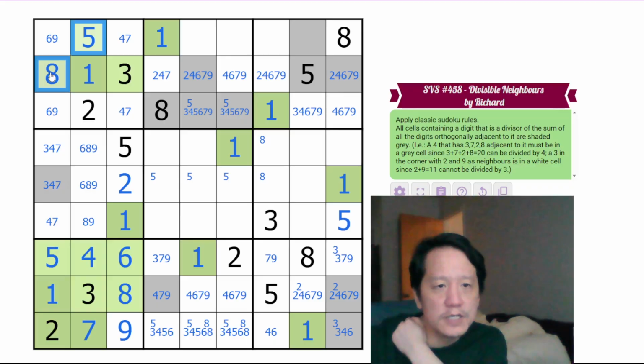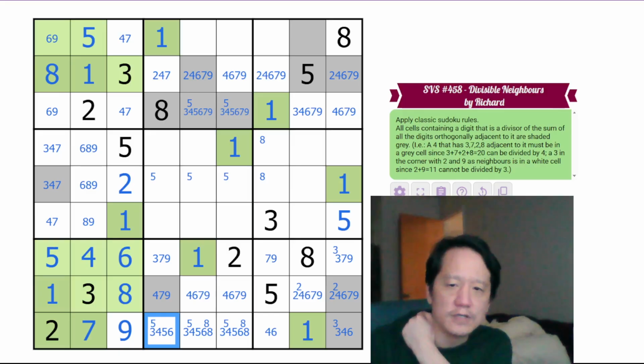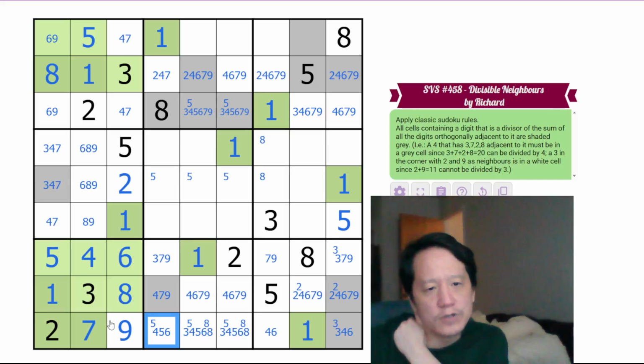This is 13, which both 6 and 9 are not dividing into evenly. Again, this can't be 3 because 3, 7, and 8 add up to 18, which 9 does divide evenly into. Can't be, it could be 6. 6, 7, and 8 is 21, which 9 does not divide evenly into.